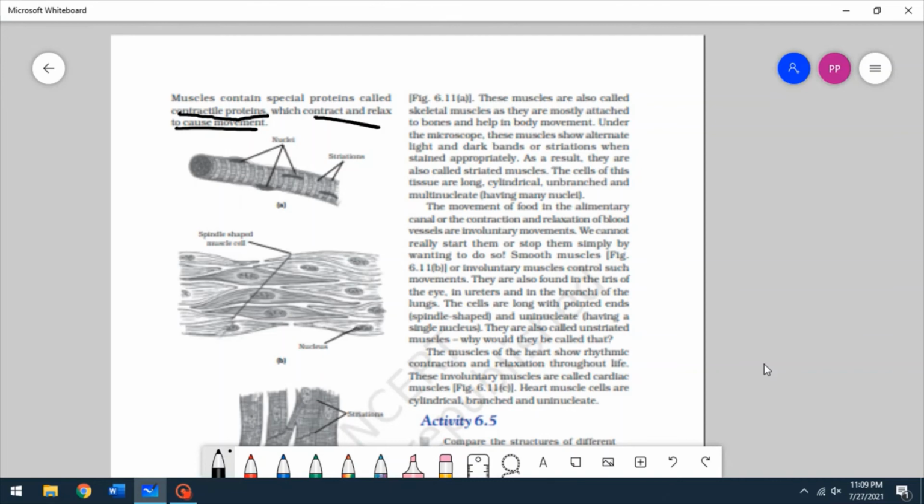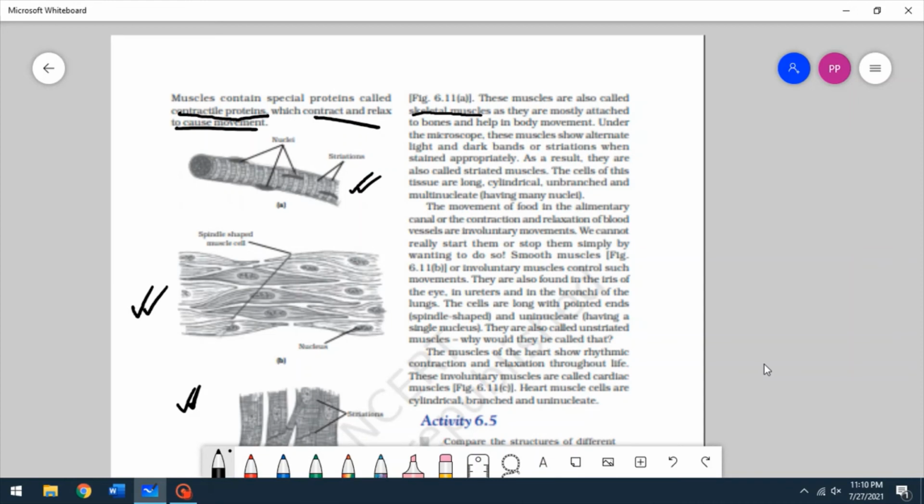Alright, so voluntary actions are controlled by skeletal muscles, which are also known as striated muscles. Involuntary functions, which are controllable by conscious effort, are controlled by smooth muscles. And the heartbeat, exclusively the heartbeat, is controlled by cardiac muscles. Cardiac is related to heart, so that's the best way of remembering this.